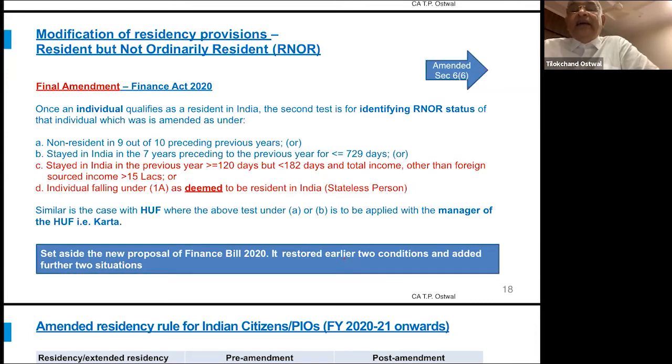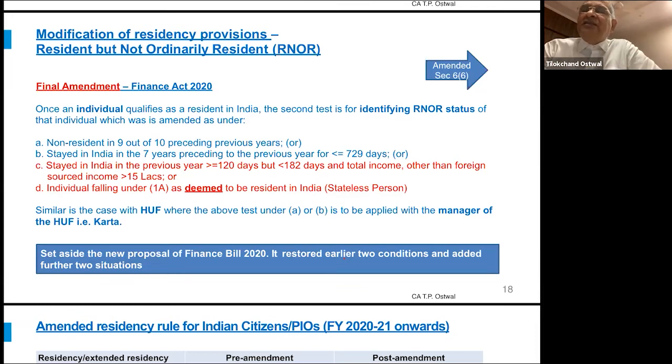Now, the third criteria is C and D: stayed in India in a previous year for more than 120 days but less than 182 days, and you do not have Indian income exceeding 15 lakhs of rupees other than foreign income, then again you will be treated as resident but not ordinary resident. Now, there is some problem because of this type of criteria which have been added.